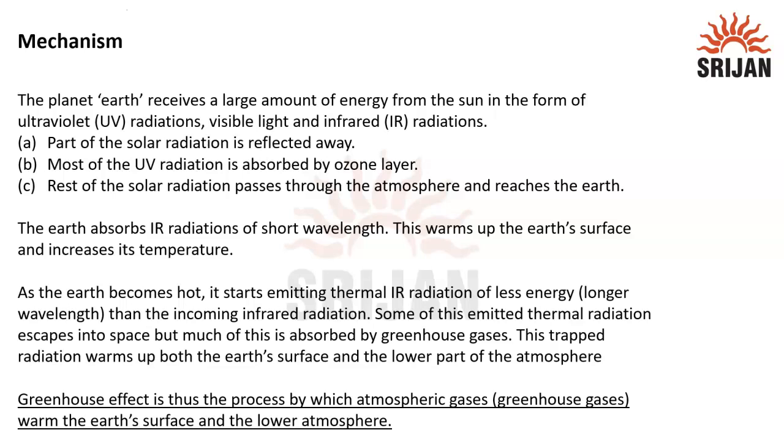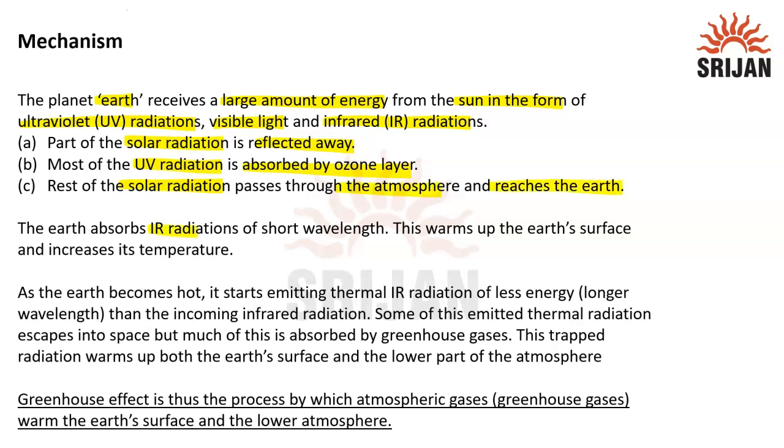Now the mechanism is, the planet Earth receives a large amount of energy from the sun in the form of ultraviolet radiation, which are UV rays, visible light, and infrared radiation. So part of the solar radiation is reflected away simply. But most of the UV radiations, ultraviolet radiations, are absorbed by the ozone layer. The rest of the solar radiation passes through the atmosphere and reaches the earth.